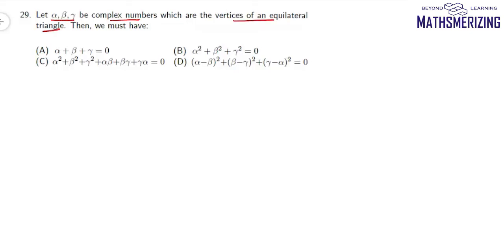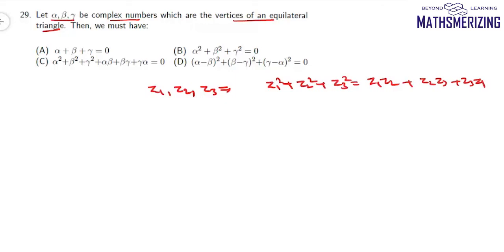of an equilateral triangle. So we know this standard result, that is, if Z1, Z2 and Z3 are vertices of an equilateral triangle, then the condition is Z1 square plus Z2 square plus Z3 square equals Z1 Z2 plus Z2 Z3 plus Z3 Z1. Now in this case, we have taken alpha, beta, gamma in place of Z1, Z2 and Z3. So I can write alpha square plus beta square plus gamma square minus alpha beta minus beta gamma minus gamma alpha. It should be 0.